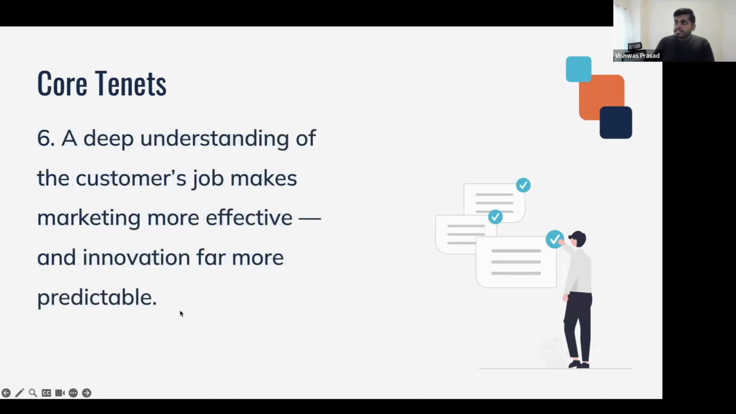The next one is that a deep understanding of customer jobs makes marketing and sales more effective and innovation more predictable, right? Understanding the jobs to be done not only enhances marketing strategies, but it will also help you phrase your language, tone and words in a way that resonates with the user's emotional and social needs, as well as addressing their motivations and pain points.